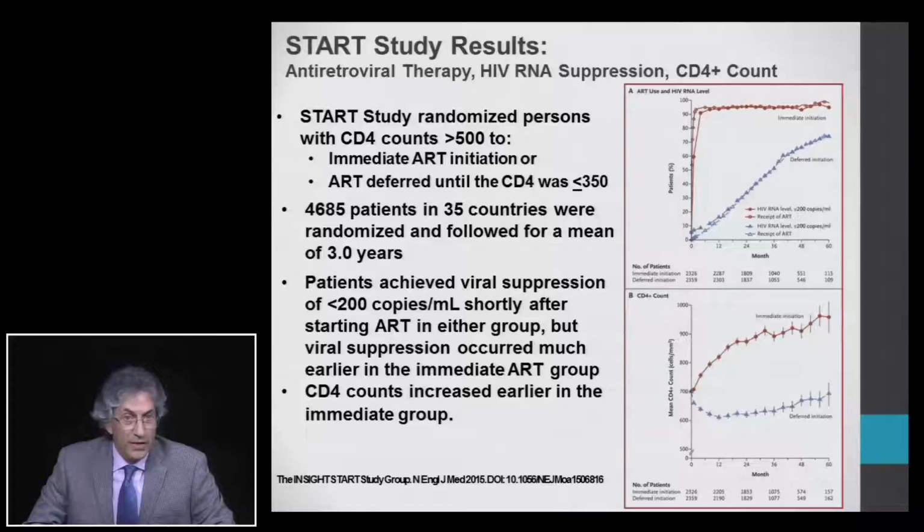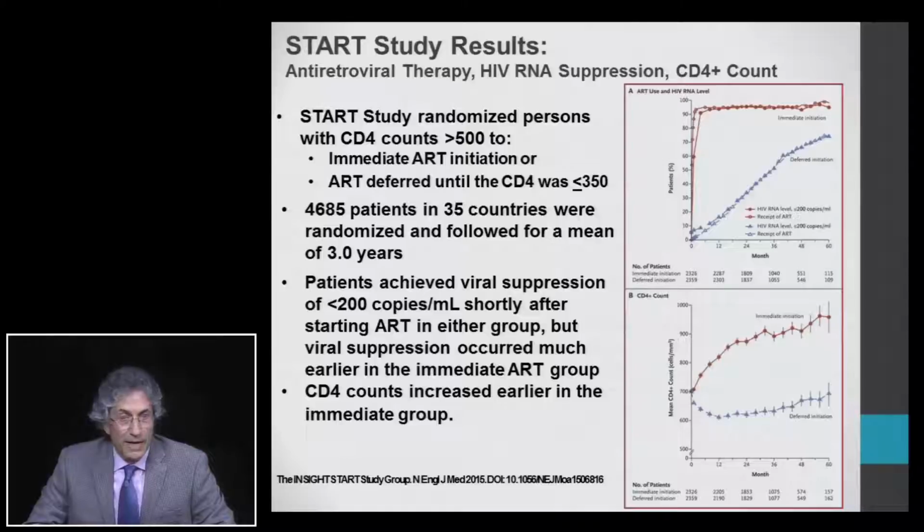4,685 patients in 35 countries were randomized and followed for a mean of 3 years. Some people were in the study longer, 4 or 5 years. Patients achieved viral suppression of less than 200 copies per mil shortly after starting antiretroviral therapy in both groups.